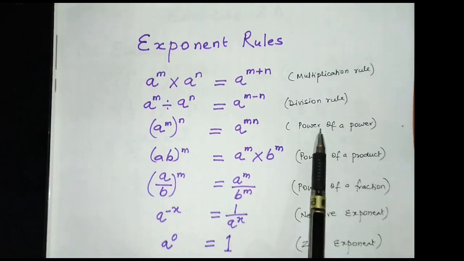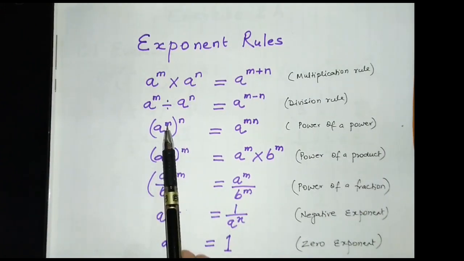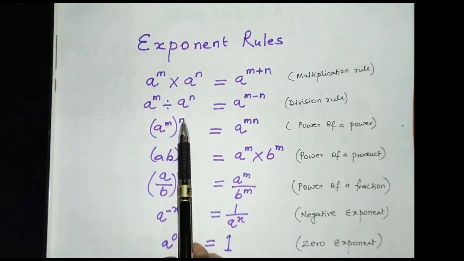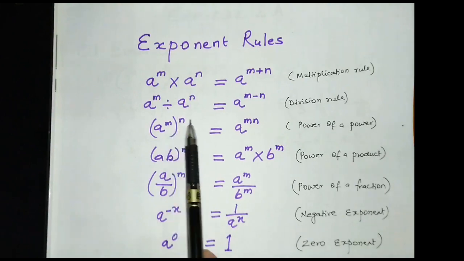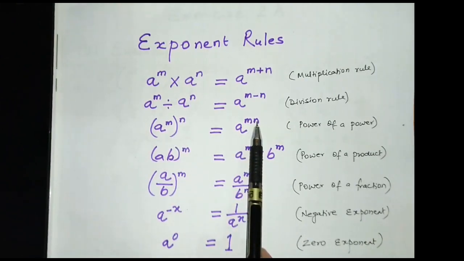In power of a power, this has two powers, m, and above that it has one more, n. So this has to be multiplied: a raised to m into n.